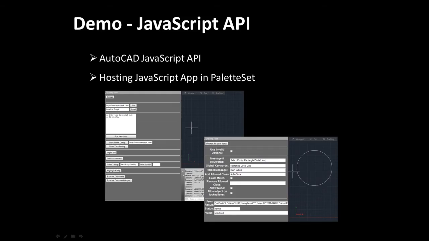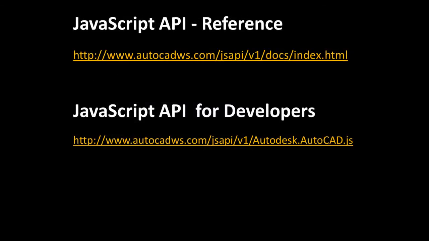So that's it concerning the demo of our new JavaScript API. You can refer to the samples and the source code for more details. You can see there the JavaScript API reference, which is an online HTML page, and also the JavaScript API for developers, which is provided as an online single script that you can directly reference inside your HTML code.